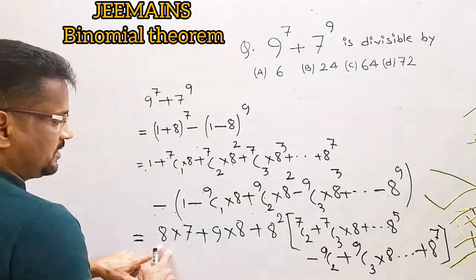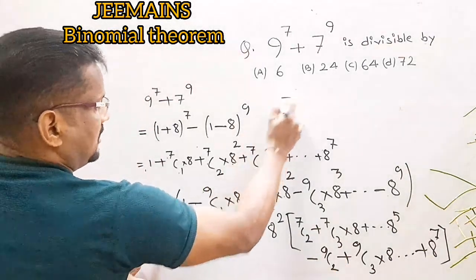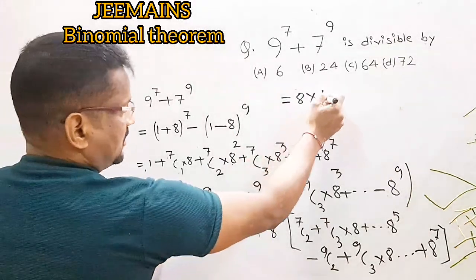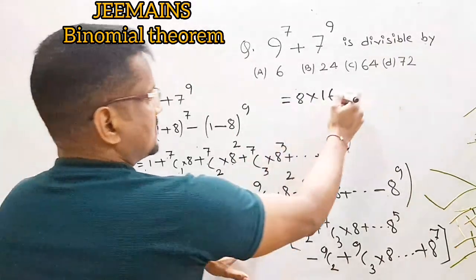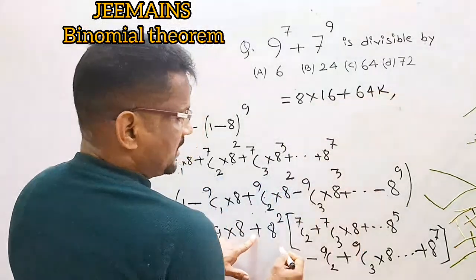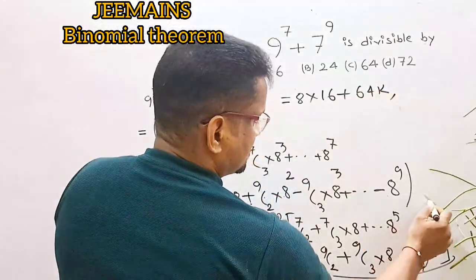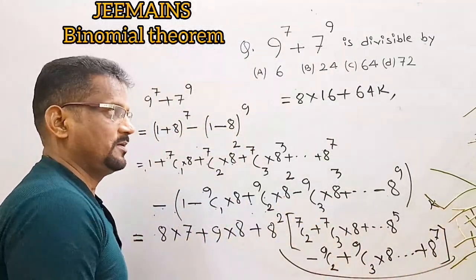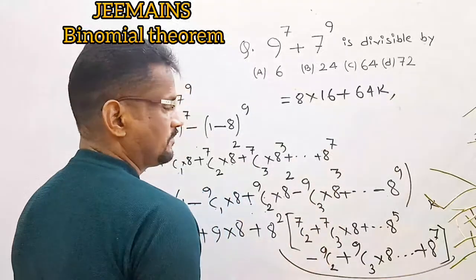Then here if you simplify, 8 common, you can write 8 into (7 plus 9), that is 16, plus 64k. This entire value let us represent by some letter k, because as a whole it is an integer if you simplify this. So k is an integer.